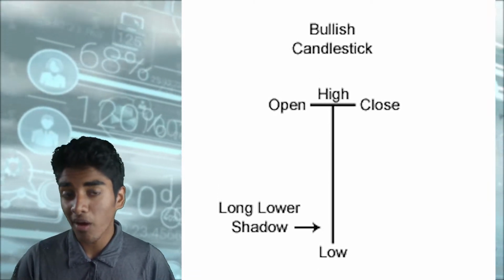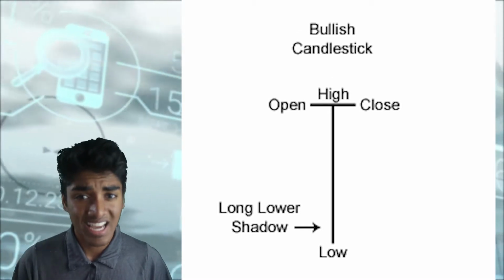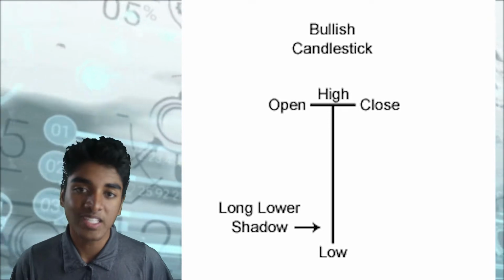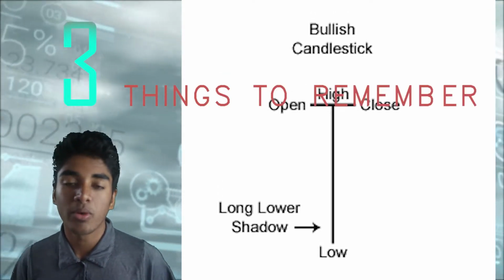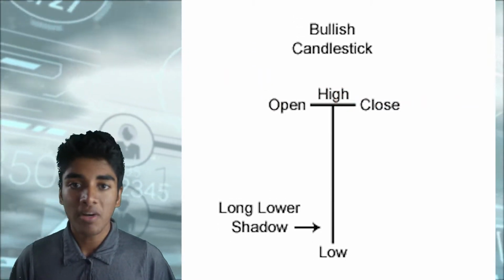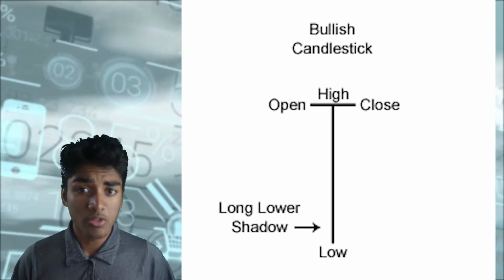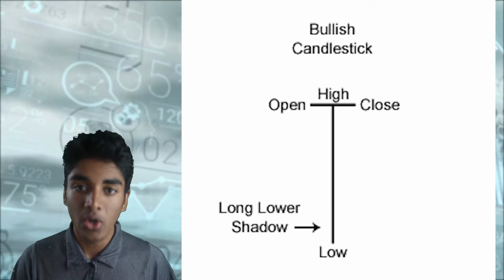This shadow, or the bottom of the candlestick wick, indicates that there has been a test of the market and the bulls have taken over. This pattern is very similar to the hammer pattern, which will be coming up soon. Here are 3 things to remember when identifying the dragonfly doji pattern. The dragonfly doji pattern must have a long lower shadow or candlestick wick. The open and close prices need to be nearly the same. Finally, there should be little to no upper shadow.